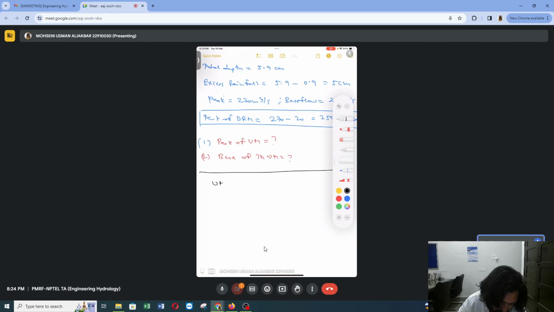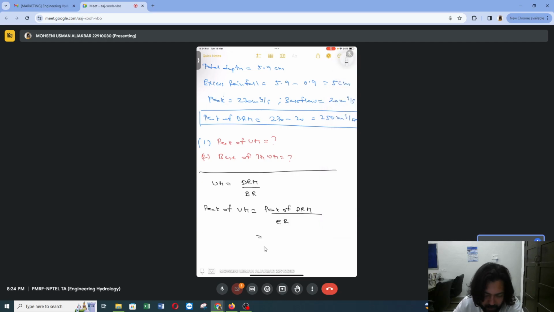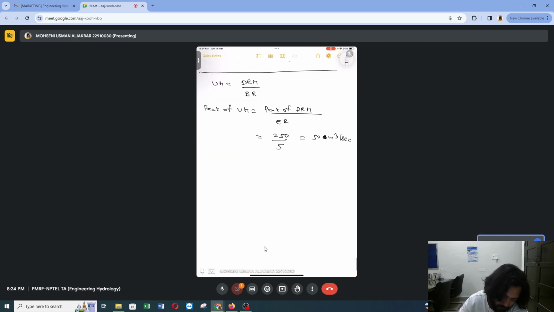In order to calculate the ordinate of the UH, that is the unit hydrograph, we need to divide the ordinate of the DRH by the excess rainfall, right? So here we are required to calculate the peak of the unit hydrograph, and we know the value of the peak of the DRH and also the excess rainfall. So we just divide the peak of the DRH by the excess rainfall. The peak of the DRH is 250, and the excess rainfall is 5. It means the peak of the unit hydrograph would be 50 meter cube per second. So this is the first unknown that they have asked.